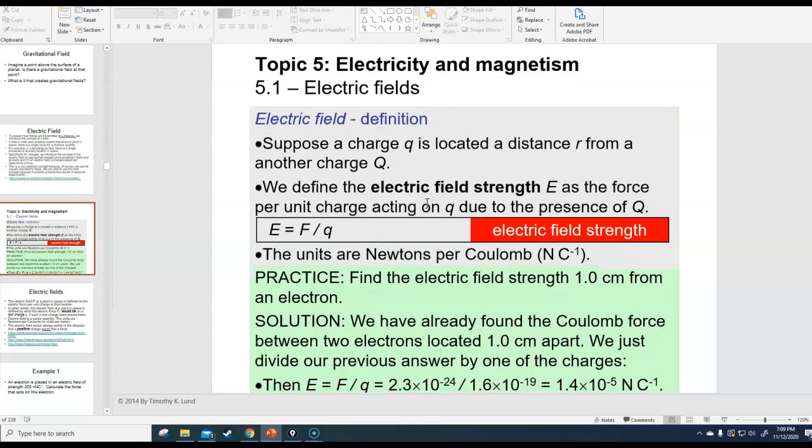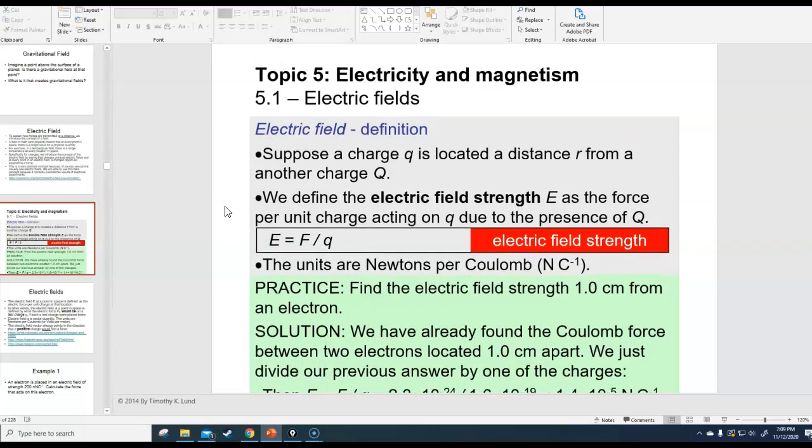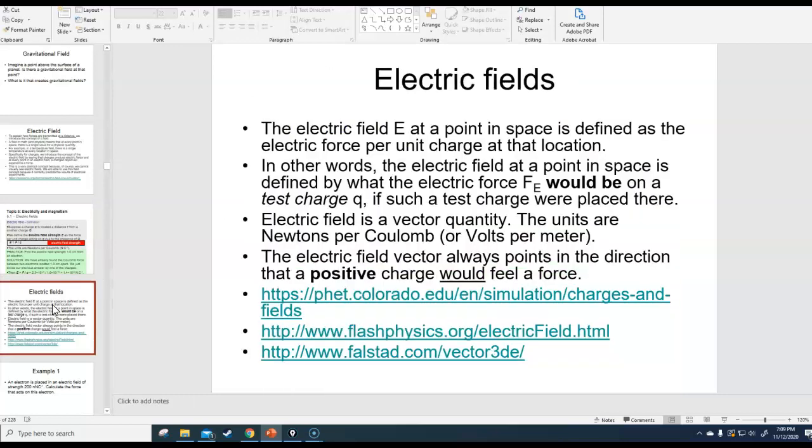Okay, so I don't think that there's anything really new on this slide. This is the definition of the electrical field. Again, that is the electrical force per unit charge at any point in space. Just some general things about the electrical field. Again, you definitely want to make sure you add this to your notes.